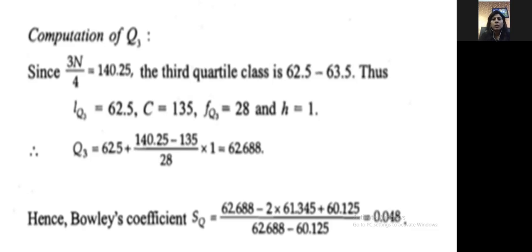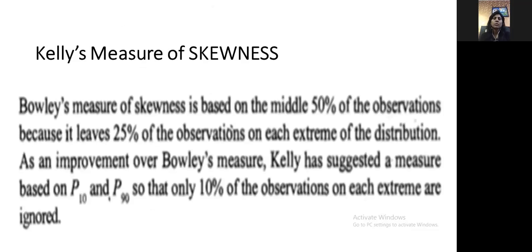Let's understand how to calculate Bowley's coefficient. The last thing we have to do is put all these values into Bowley's coefficient of skewness formula. After putting in the values of Q3, Q1 and the median, we get the value of Bowley's coefficient of skewness as 0.048. This is the value we get after applying the formula. So this was about Bowley's coefficient. Let's understand the last one, that is Kelly's coefficient of skewness.